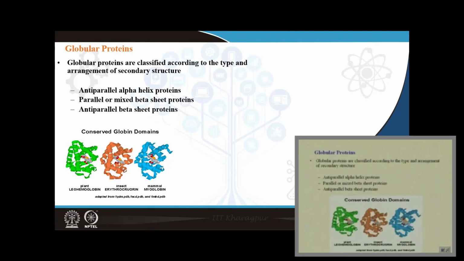Okay. In consideration of globular proteins, usually they are classified according to the type and the arrangement of the secondary structure.